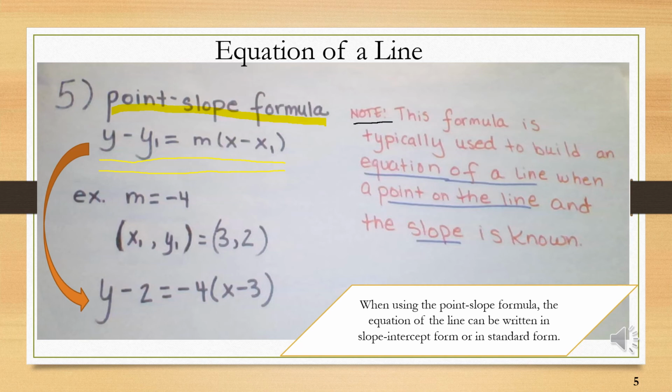So when you know the slope and know a point on the line, the point-slope formula is a good first step. In this example here, I have the slope equals -4, and the point x sub 1, y sub 1 is 3, 2. And then I just substituted into the formula to get y minus 2 equals -4 quantity x minus 3. So this is not simplified. So remember, when using the point-slope formula, the equation of a line can be written in slope-intercept form or in standard form.